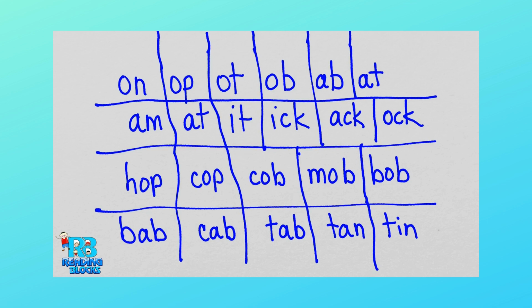Let's read all these. An, ap, at, ab, ab, at, am, at, it, ick, ack, ack, hop, cop, cob, mob, bob, bab, cab, tab, tan, tin. Very good. Good reading.